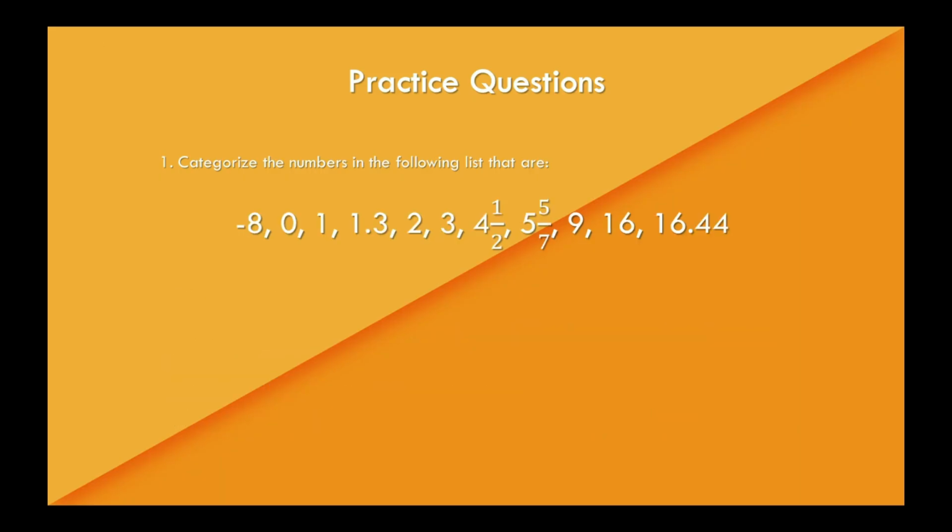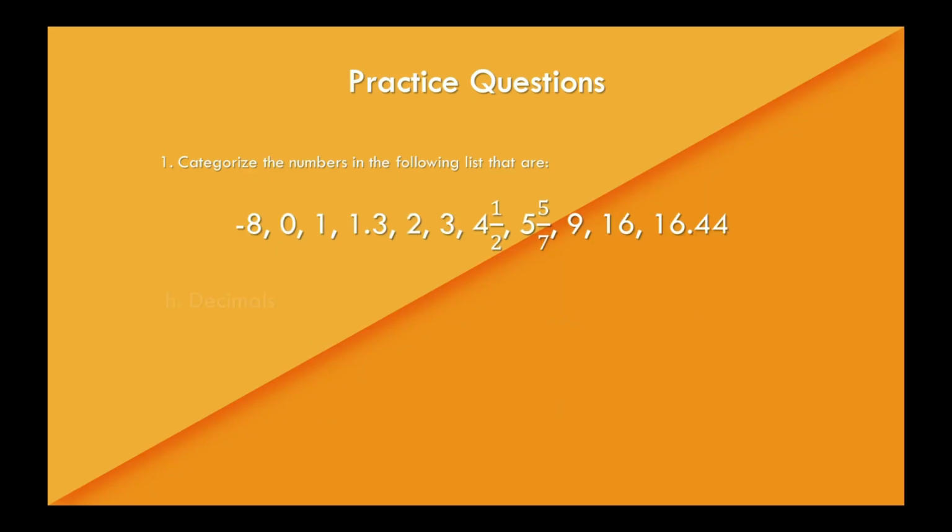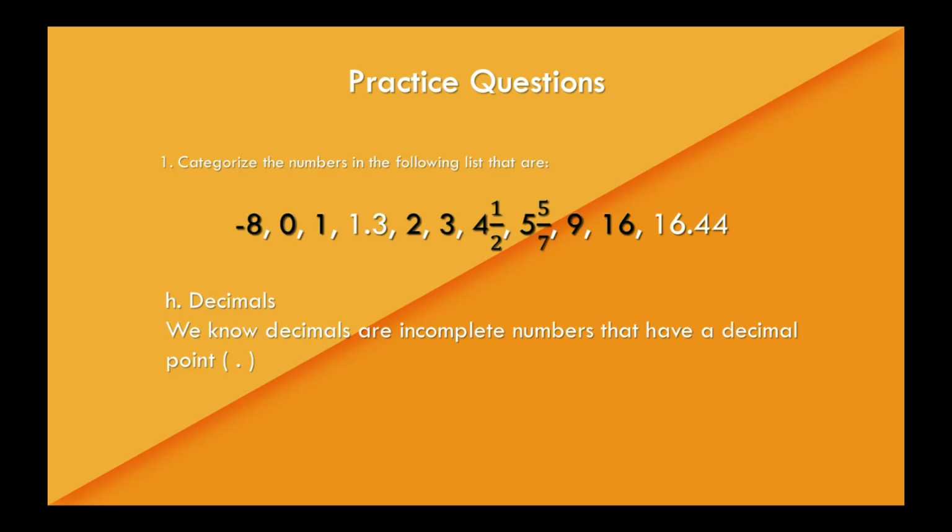We're almost done. Next up is fractions. We know what a fraction looks like. It is a number over another number. So, just by looking at the list, we can see that two numbers stand out. 4 and 1 over 2 and 5 and 5 over 7 are our fractions. Finally, we're looking at decimals. We know decimals are incomplete numbers that have a decimal point. We know what the point looks like. We can see it very clearly in the list. We have 1.3 and 16.44 as our decimals.